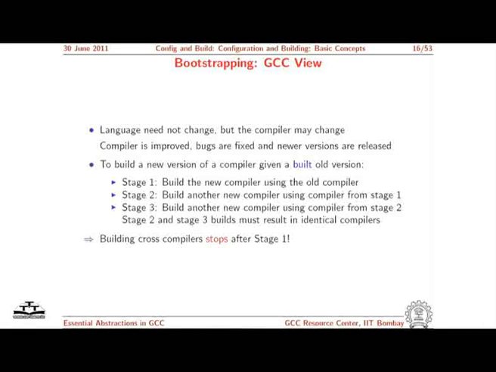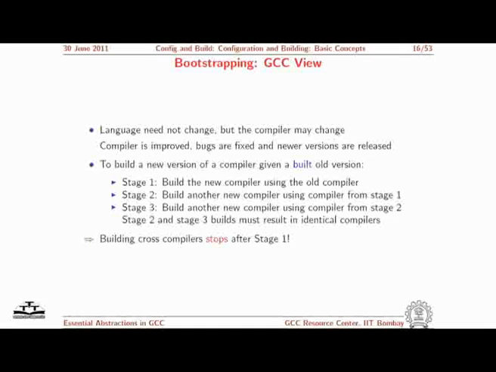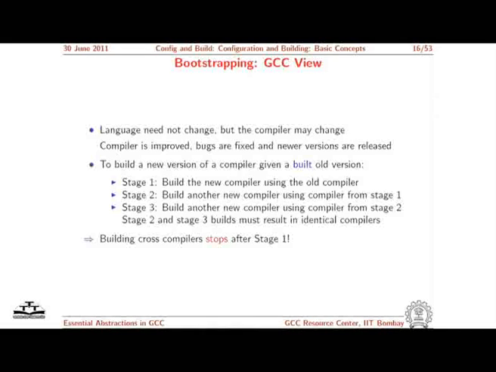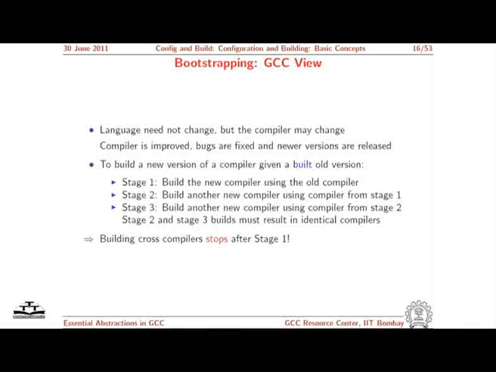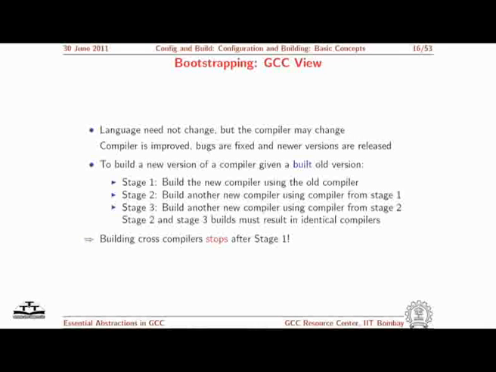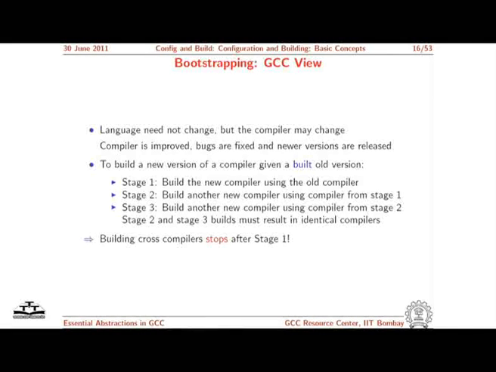Bootstrapping, the definition of bootstrapping in GCC says that we have to do a 3-stage build. Stage 1 is build a new compiler using the old compiler. Stage 2 is build another new compiler using the compiler generated from stage 1. Stage 3 is build another new compiler using the compiler generated from stage 2. And the requirement is stage 2 and stage 3 builds must be identical compilers. This is the definition of GCC bootstrapping.